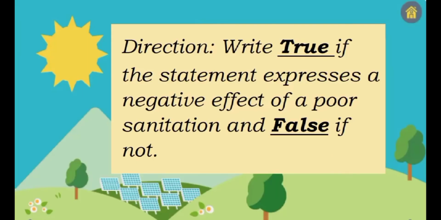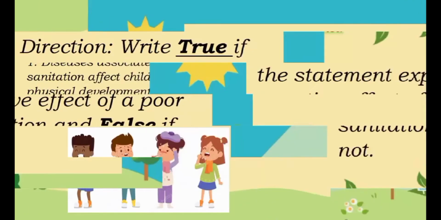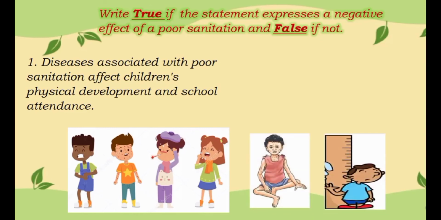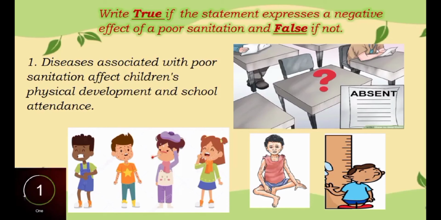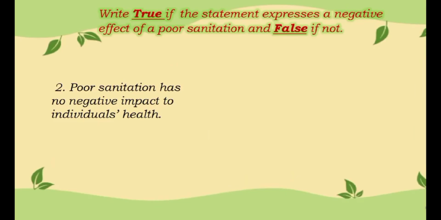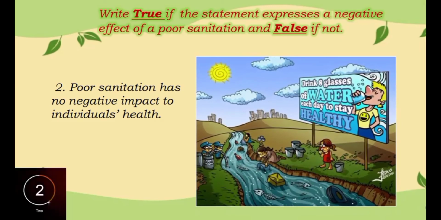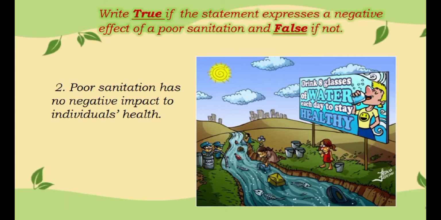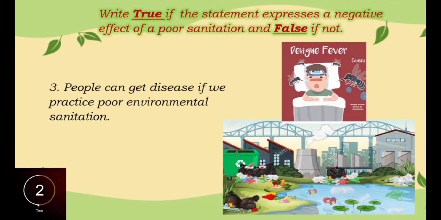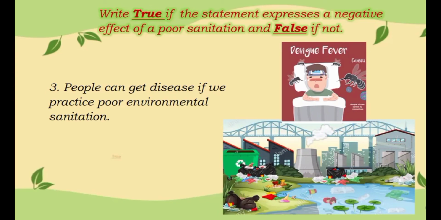Direction. Write true if the statement expresses a negative effect of poor sanitation, and false if not. Number 1. Diseases associated with poor sanitation affect children's physical development and school attendance. And the correct answer is true. Number 2. Poor sanitation has no negative impact on individuals' health. The answer is false. Number 3. People can get diseases if we practice poor environmental sanitation. The answer is true.